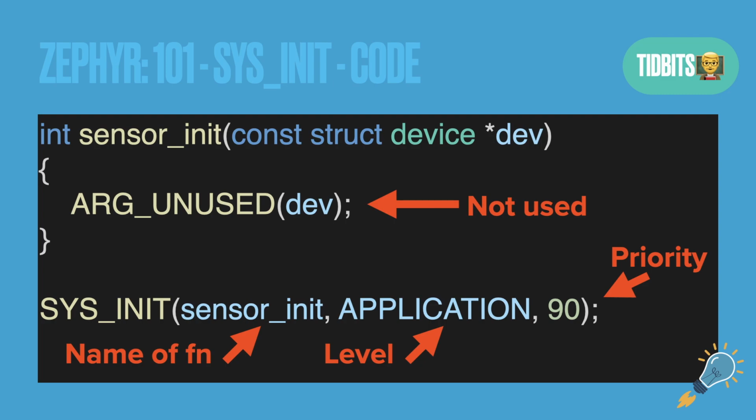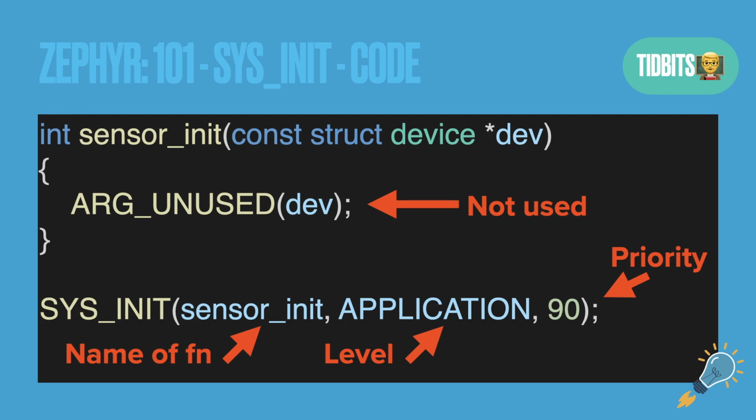One thing you can see here is that the init function gives you an argument of a device. In this case, there's no device to be used, so you want to make sure that we wrap that in the arg unused macro. If you're running the compiler with warnings or anything like that, it will probably complain at you. By default, it doesn't, but it's always good practice to do that to keep things sane.